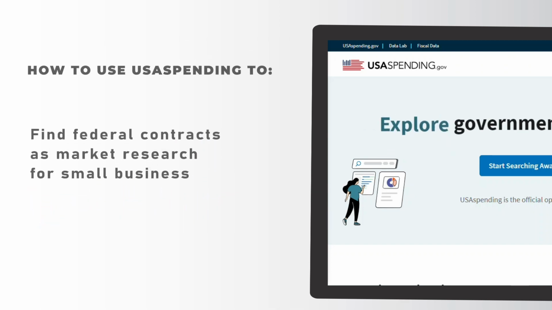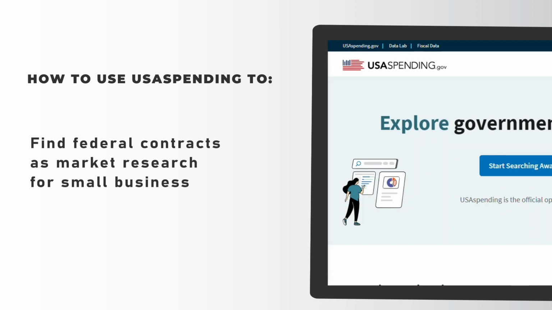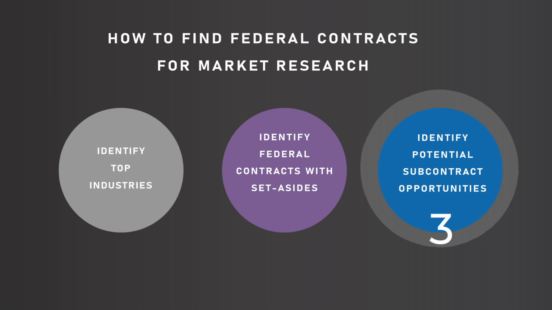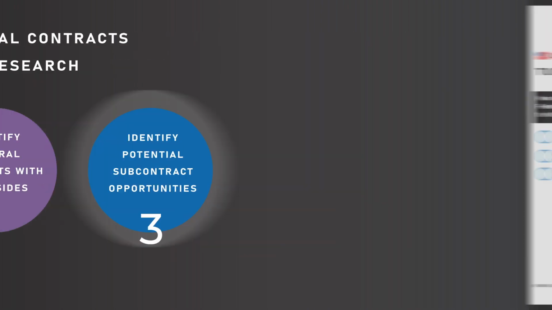This video will show you how to use USA Spending to find previously awarded contracts from the federal government as part of market research for your small business. We'll take 3 steps. First, we'll identify the top industries for federal contracts to small businesses in our state. Second, we'll identify federal contracts with set-asides. Third, we'll identify potential subcontract opportunities from recent contracts.